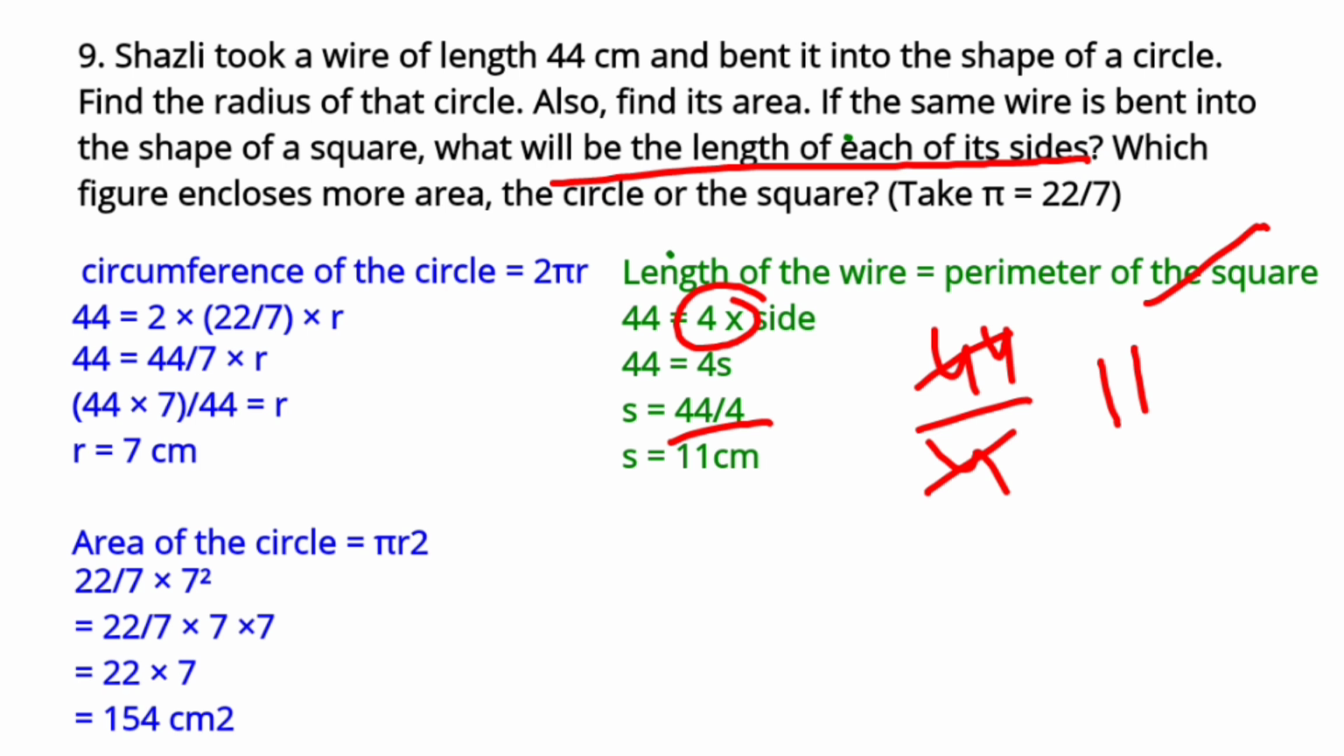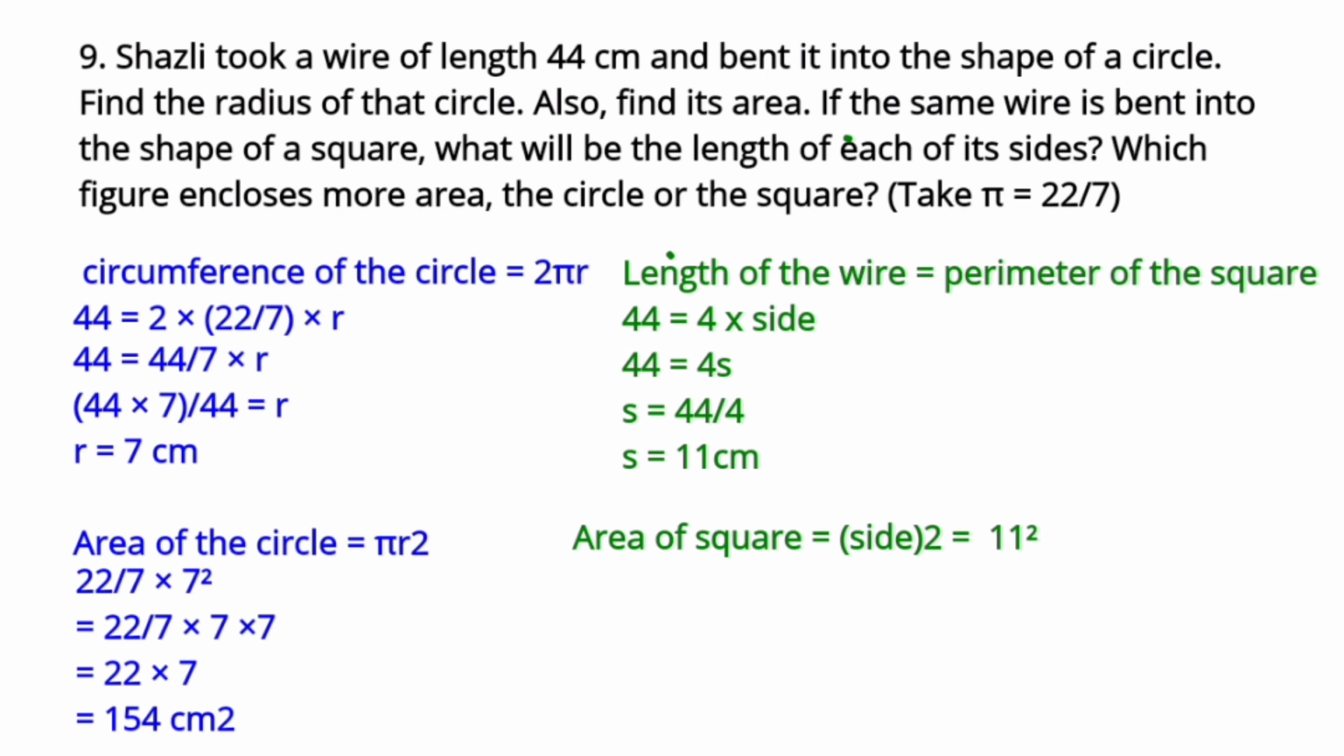Now in the next part we need to calculate its area. So we will calculate the area of the square. So I have written here the formula of area of a square. Side we have calculated, 11. So 11 square. Now what is the square of 11? That is 121. If you don't know, I'll put the link in the description box. Go through the video and learn the squares.